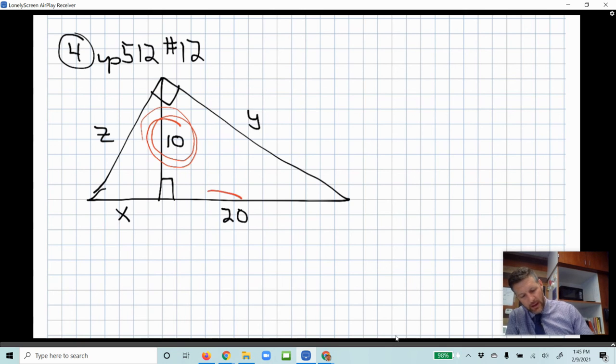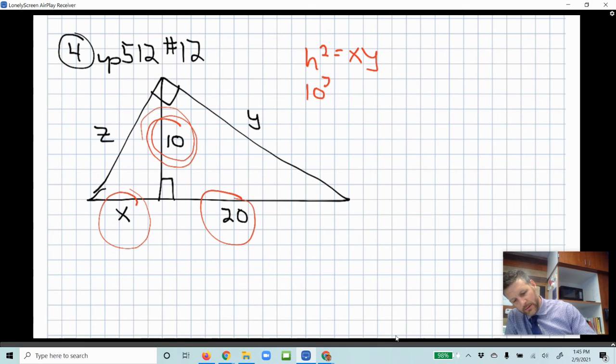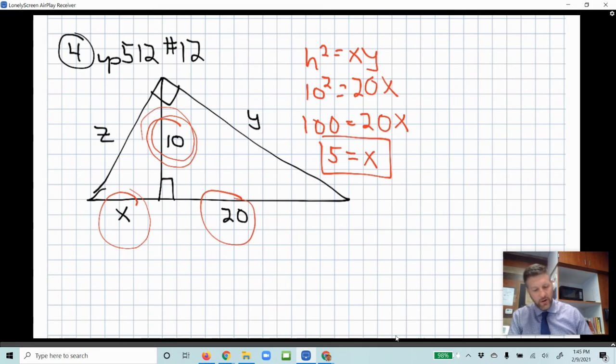We have h, x, and y, and that works out nicely because I have 2 of those, which means I can solve for the third. We have h squared is equal to xy. Our h is 10, so 10 squared is equal to 20x. Now we can just begin to solve that. 100 equals 20x. I'm going to divide by 20, and so then I get 5 equals x. It's just that simple. We have found the first variable.